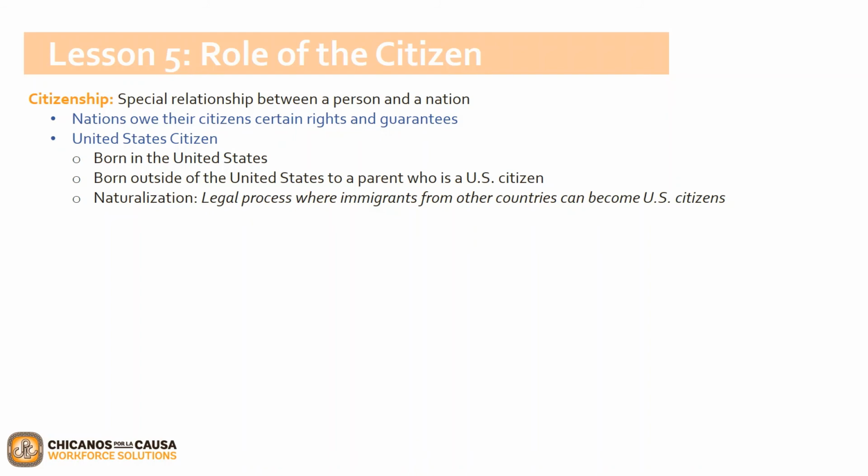Second way that you can become a citizen is that regardless of your birthplace, meaning that if you were born in Africa, in Mexico, in Europe, it doesn't matter. As long as one of your parents is a U.S. citizen, then you are also a United States citizen. The last way that you can become a United States citizen is through a process called naturalization. And this is a legal process where immigrants from other countries can become U.S. citizens.